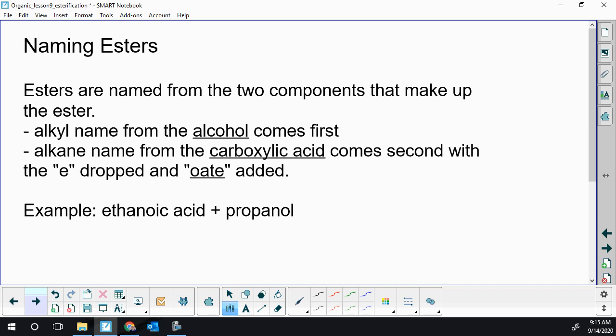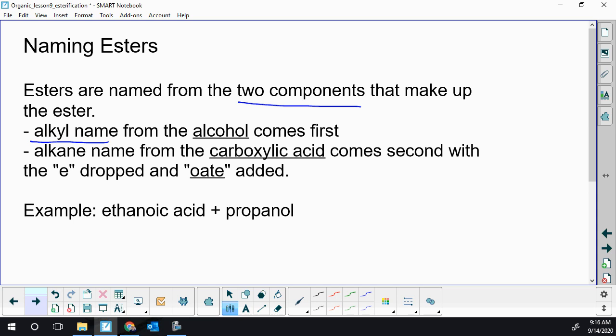As mentioned on the other slide, and I color-coded it, the name comes from the two components that made it up. You may not have a reaction, but you have to dissect the ester into the two pieces that made it. The first part of the name is going to look like an alkyl name, ending in YL, and that's going to come from the alcohol. So if the alcohol that made it was, in that example we saw before, methanol, we would have methyl as the first part of our name.